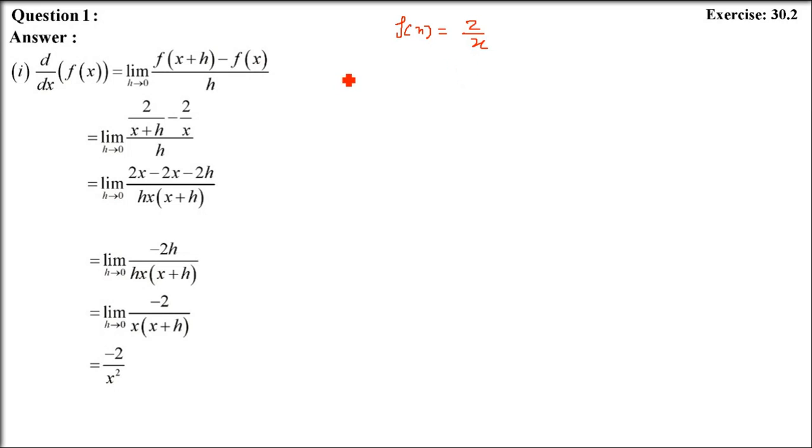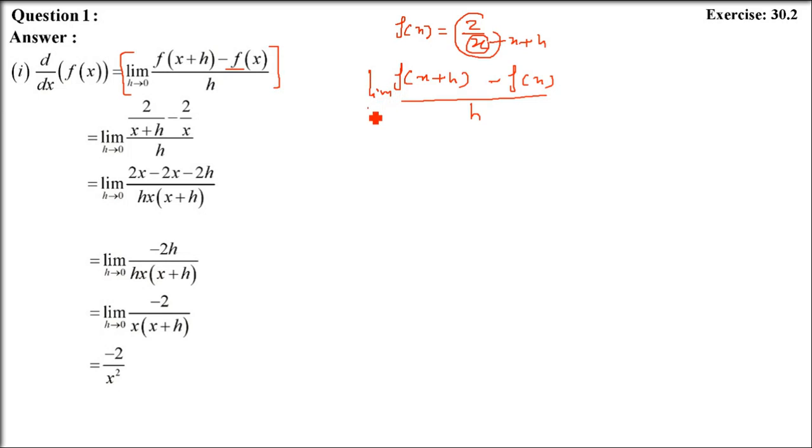There are multiple sub questions in the question. This is the formula which we are going to use, the relation which we are going to use in each and every solution. What you have to do is f(x plus h). Wherever you see x, put x plus h. So f(x plus h) minus f(x), and divided by h. Now limit apply.